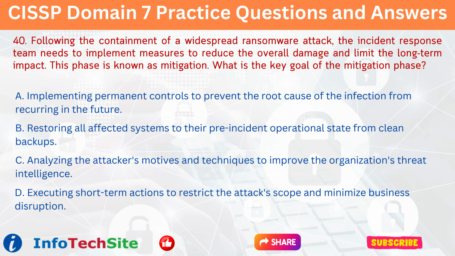40. Following the containment of a widespread ransomware attack, the incident response team needs to implement measures to reduce the overall damage and limit the long-term impact. This phase is known as mitigation. What is the key goal of the mitigation phase? A. Implementing permanent controls to prevent the root cause of the infection from recurring in the future. B. Restoring all affected systems to their pre-incident operational state from clean backups. C. Analyzing the attacker's motives and techniques to improve the organization's threat intelligence. D. Executing short-term actions to restrict the attack scope and minimize business disruption.